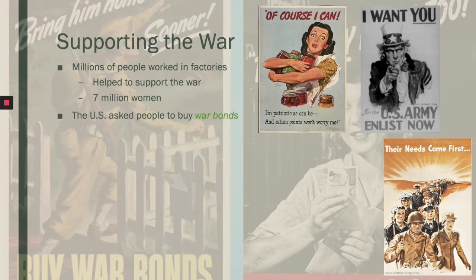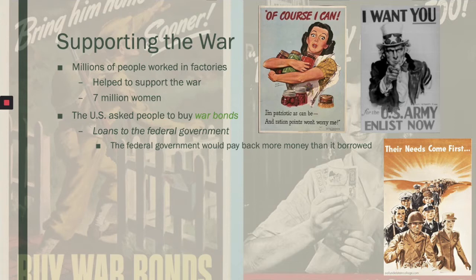The US asked people to buy war bonds. You can write that down. Those are loans to the federal government. If you buy a war bond for a certain amount of money, the government will pay you back that money plus interest at a later date. So during the war, America needed more money, so they asked Americans to loan them that money in the form of war bonds. You had the federal government that would pay that back.